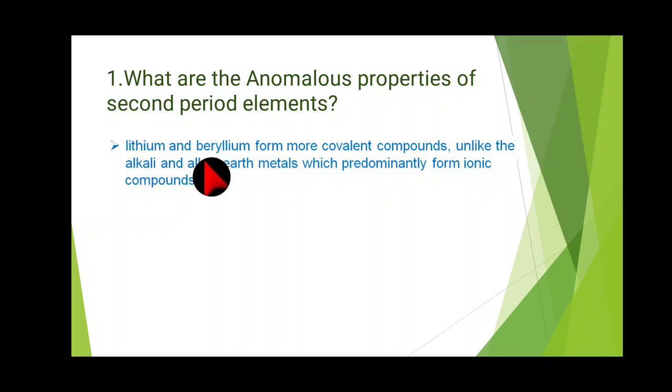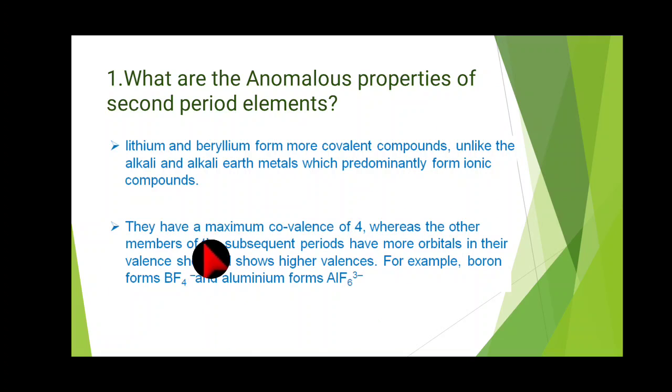The first point: lithium and beryllium form more covalent compounds, unlike the alkali and alkaline earth metals, which predominantly form ionic compounds. So lithium and beryllium have more covalent compounds, but alkali and alkaline earth metals form ionic compounds. These are the anomalous properties. Another point: they have a maximum covalence of 4, whereas the other members of the subsequent periods have more orbitals in the valence shell, so higher valency.